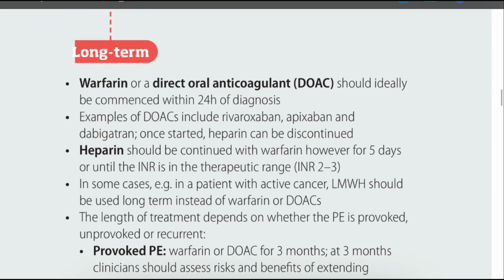Next, long term. In long term cases, we have to start warfarin. Or a direct oral anticoagulant should ideally be commenced within 24 hours of diagnosis. Drugs of choice are direct oral anticoagulants like rivaroxaban, apixaban, and dabigatran. Once you have started, then heparin we have to discontinue.